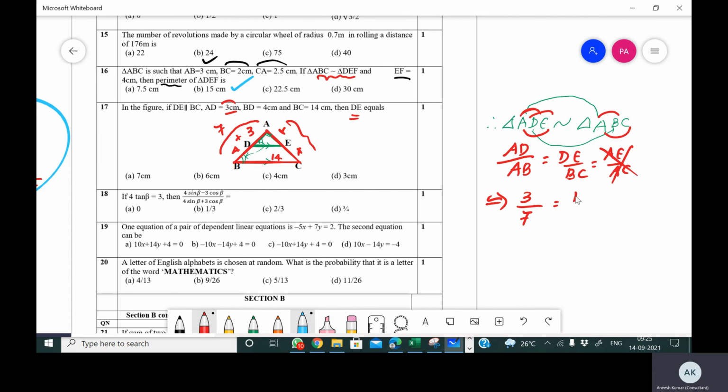DE is to find. BC is given as 14. Okay. You can cancel this 7 and 14. It is 2. Cross multiply 2 and 3. It is 6. So DE is equal to 6. Okay. This is the answer.